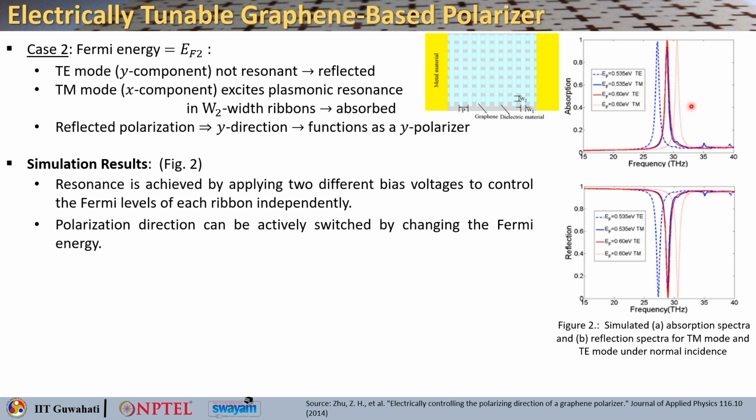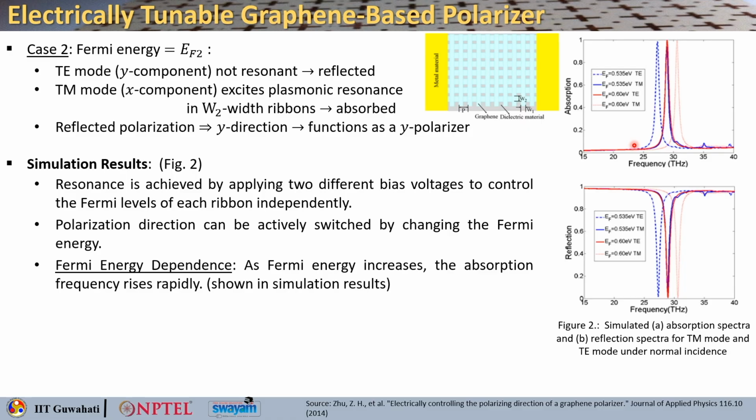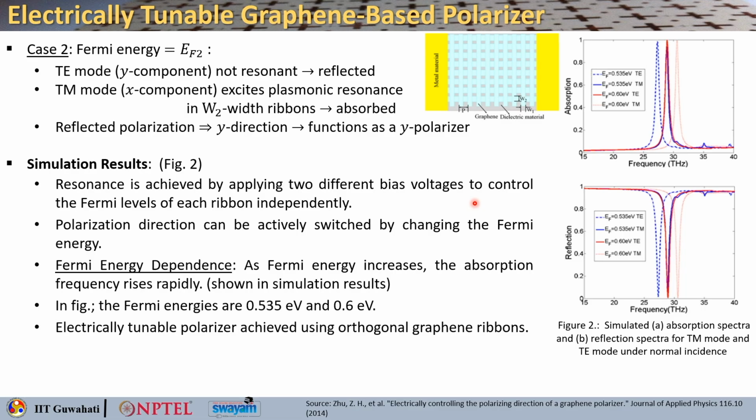So it is clearly seen that the polarization direction can be actively switched by changing the Fermi energy level, and as you see here, as the Fermi energy is increasing, the absorption frequency also rises rapidly. So you can see that the energy is also moving to higher energy levels. So here, what are the two Fermi energies considered? One is 0.535 electron volt, the other one is 0.6 electron volt.